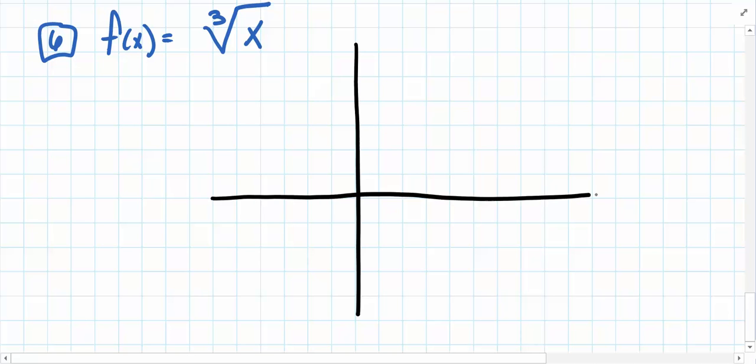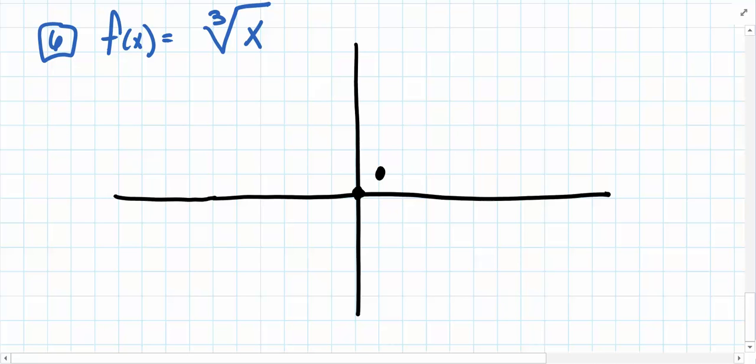So here we go. Here are the anchor points that I'm going to show you. If I plug in 0, what's the cube root of 0? 0, so that point's on there. What's the cube root of 1? 1, that point's on there. What's the cube root of negative 1?